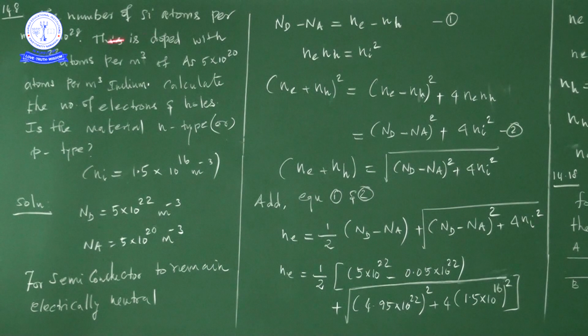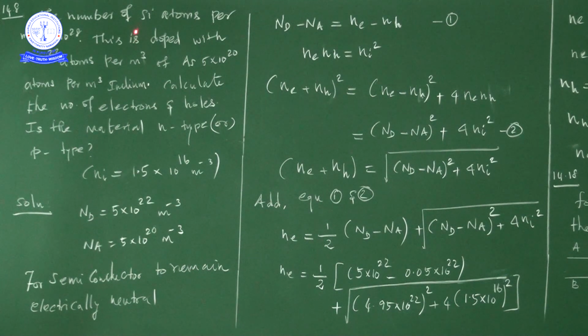This is doped with 5 into 10 power of 22 atoms per meter cube of arsenic and 5 into 10 power 20 atoms per meter cube of indium. You already know arsenic is a pentavalent atom. So when we take a pure semiconductor and it is doped with arsenic, a pentavalent atom, pentavalent means those atoms having 5 valence electrons. If the outermost orbital has 5 electrons, we call it a pentavalent atom.